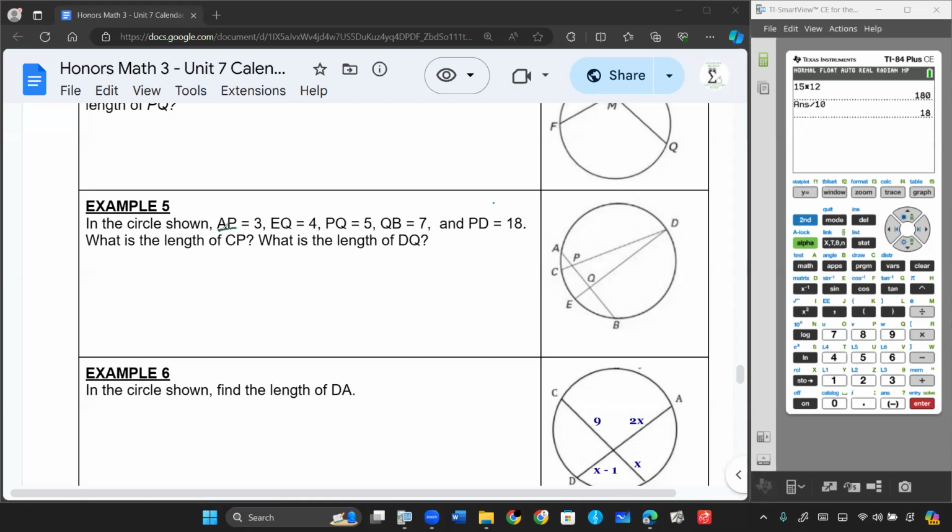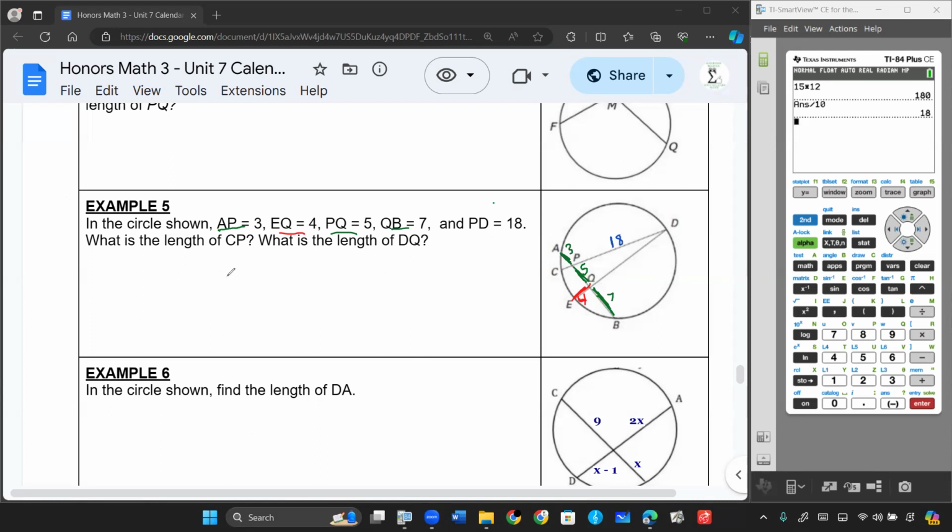In the circle shown, AP is 3, EQ is 4, PQ is 5. I'm going to make that one green again so you can see how it's on that same chord here. QB is 7, so another green one. And PD is 18. So that's going to be a different color since it doesn't follow on there. So I'll make that blue.